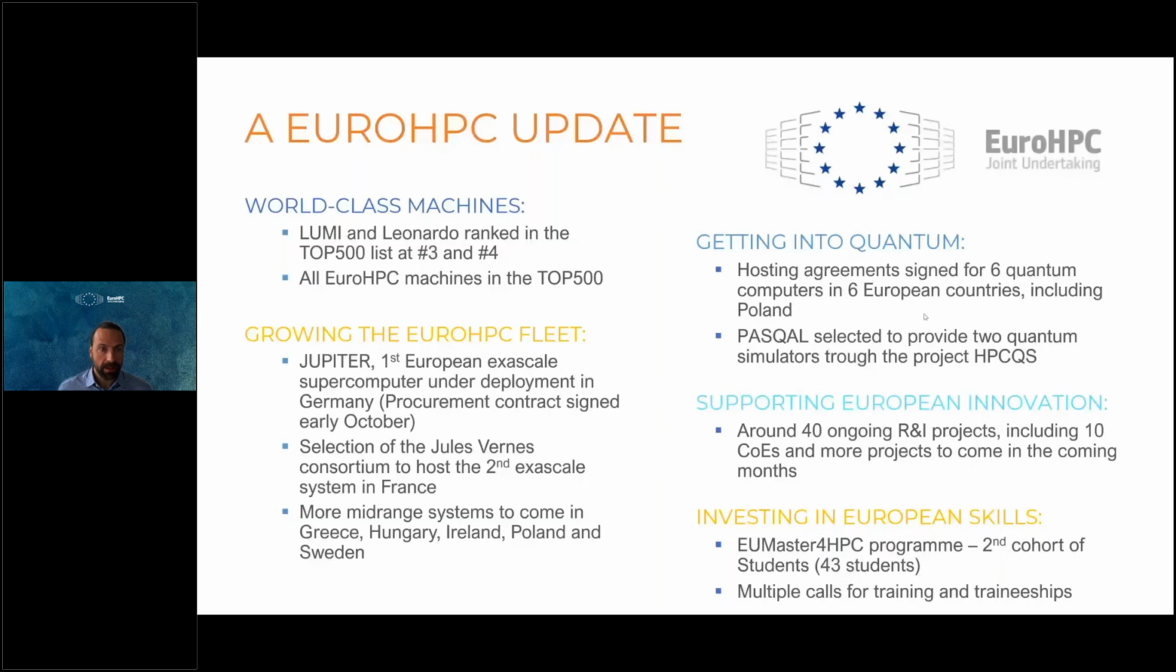Beyond the existing systems, we are also growing our infrastructure with some significant extensions in the very near future. The most visible procurement that we are about to complete is the Jupiter system, which will be the first European supercomputer reaching exascale performance, and this will be deployed in Germany at the research center in Jülich. We have just very recently signed the procurement contract, and we expect the delivery to start soon.